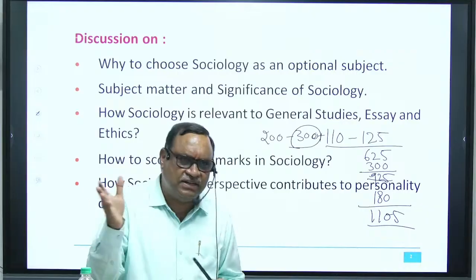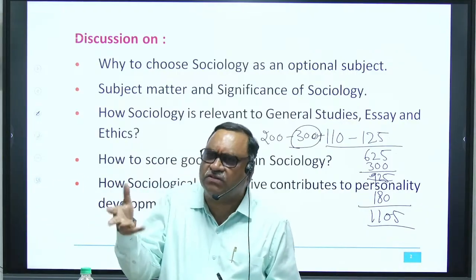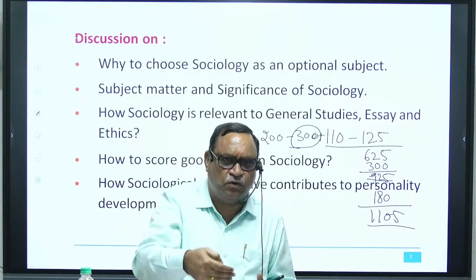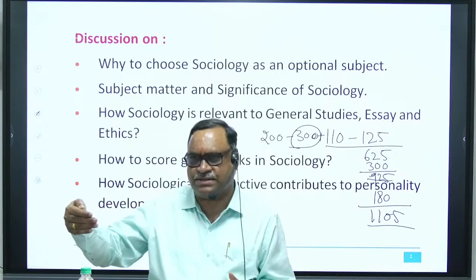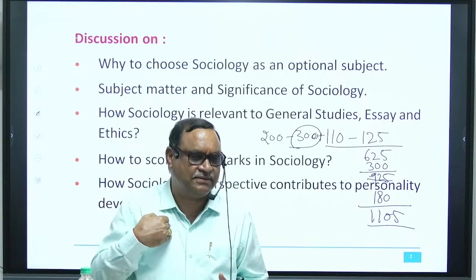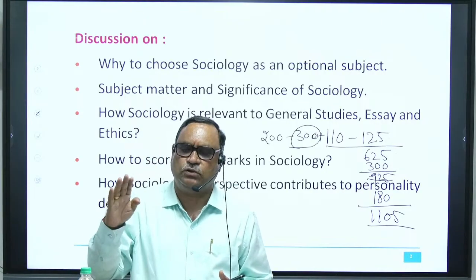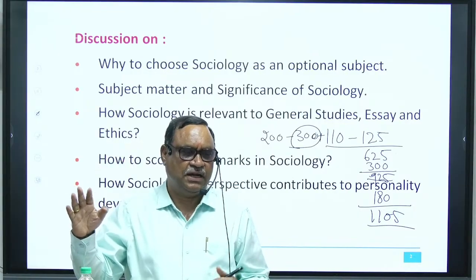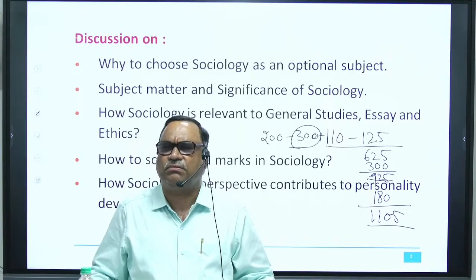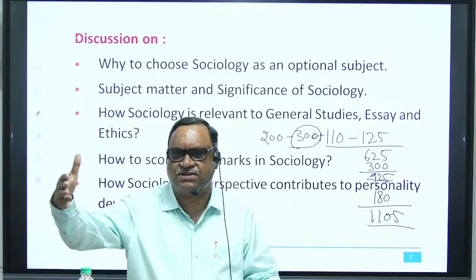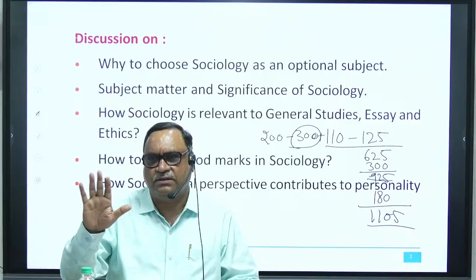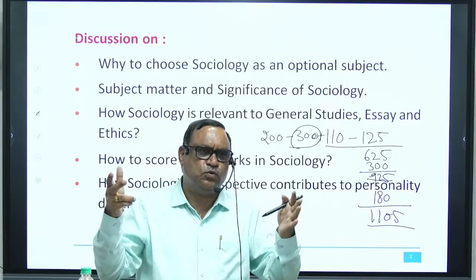And I have proved, for the past 25 years, that I can tell 50-60 names who were successful with sociology under my guidance. Right? Because I am an academician, I am a professor. Always I want to speak the truth. I have lived as an academician for the past 35 years. So I can show the evidence of how many students got selection with sociology as an optional. So that's my argument for why a student has to take sociology.